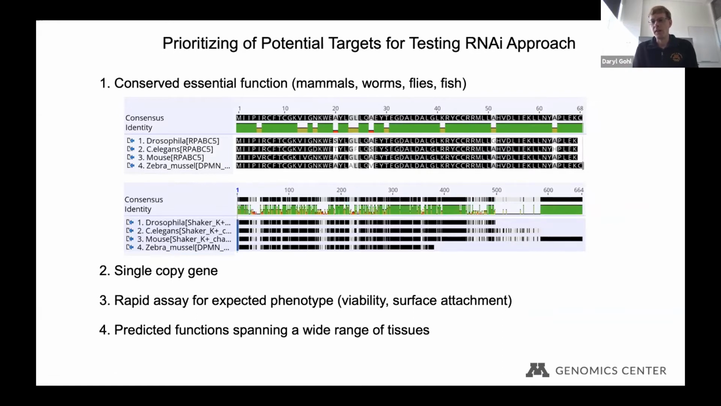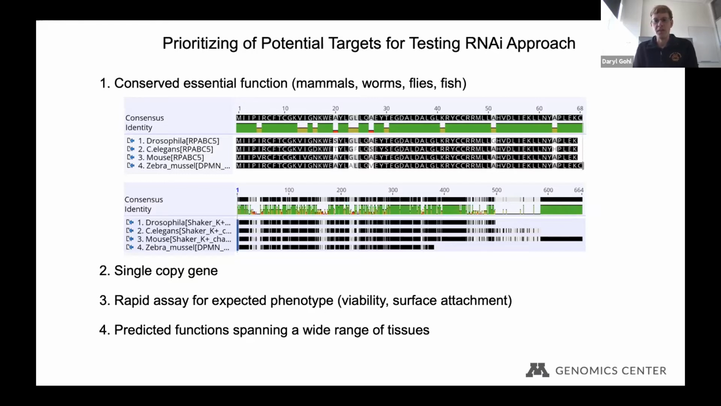One of those criteria was that we looked at genes that had conserved essential function. These are genes that are absolutely required for life, for survival across a wide variety of organisms. So we looked at genes that were required in mice, human cells, worms, flies, and fish, with the hypothesis that these genes would also be very important and foundational for zebra mussels.